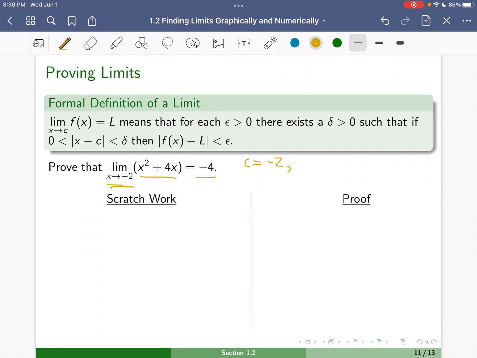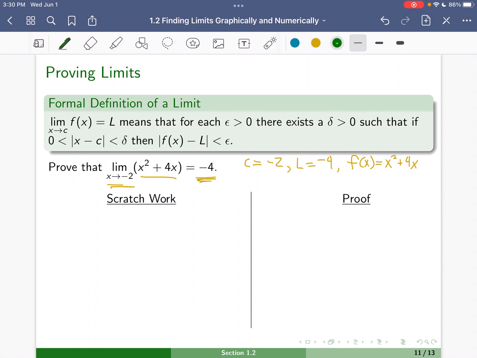What is our value of L? What is the limit that we have? Our limit L is -4, and our function f of x is x squared plus 4x. So we want to go through and prove this.